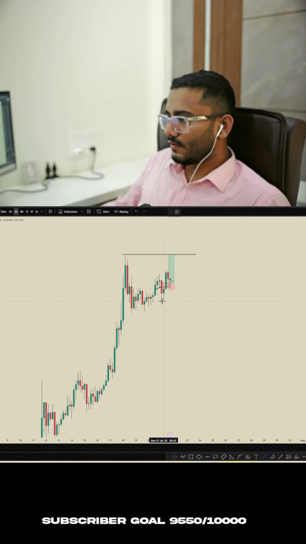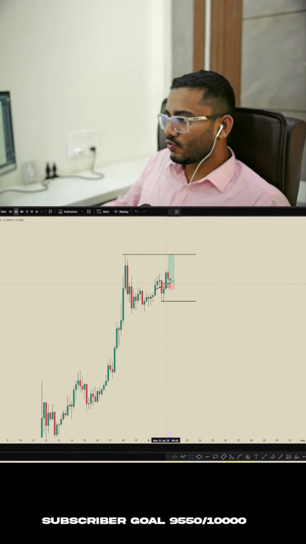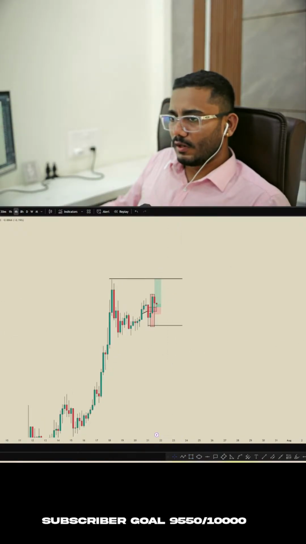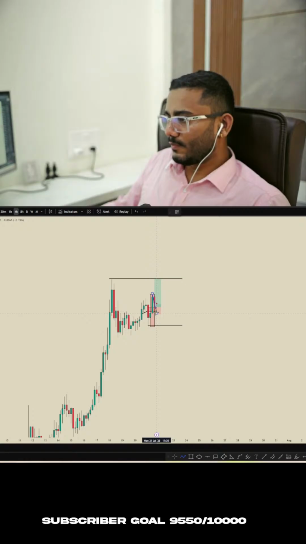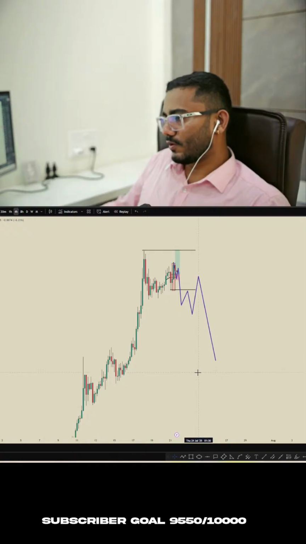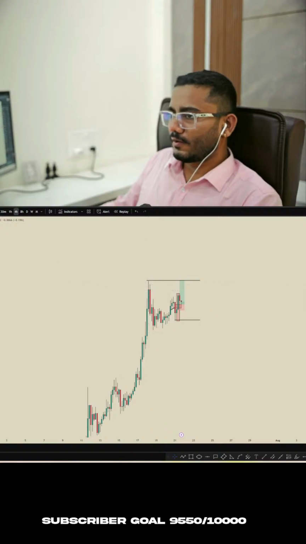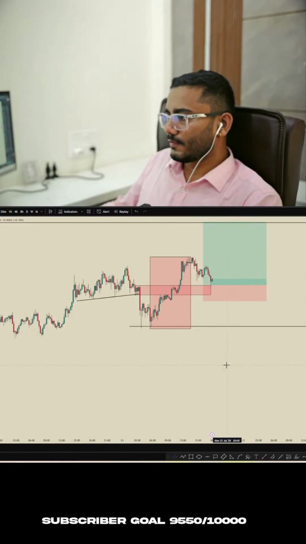And if this area fails, then because these are two consecutive green candles, it becomes inducement. When price breaks this area and creates an imbalance, then we can look for a sell side entry, and this is where price will start to create a pullback. But I don't think price will do this, because there is a lot of liquidity left at this high, which is the external high.